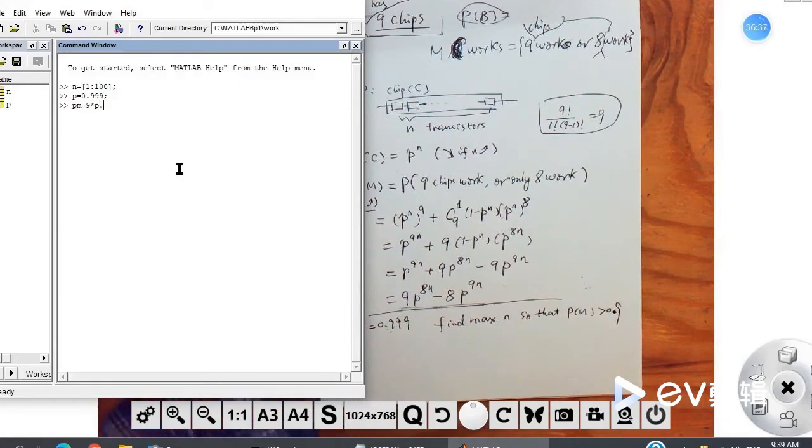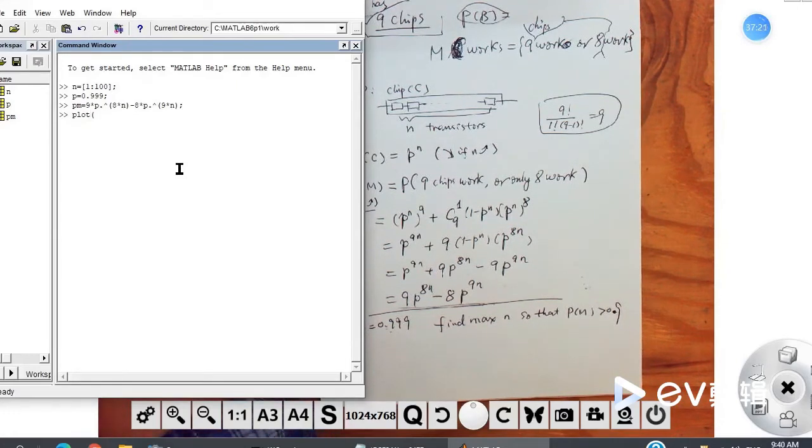a dot. It's because the power is not one number, it's a vector. It is 8 times n, right? And minus 8 times p to the dot to the 9 times n. Okay, I have a Pm. I want to find the value, so I can plot it to see.